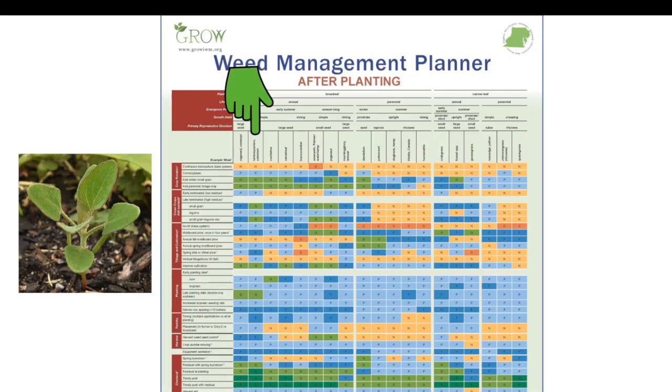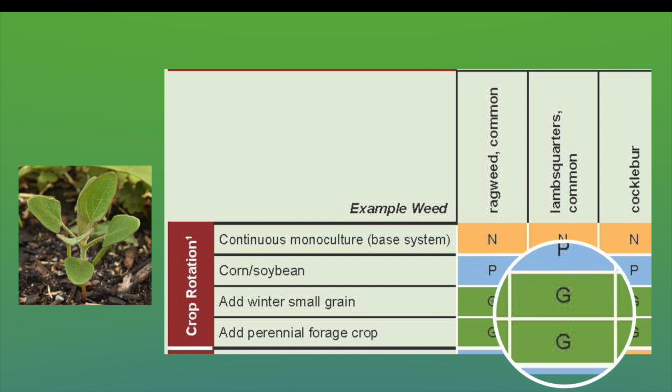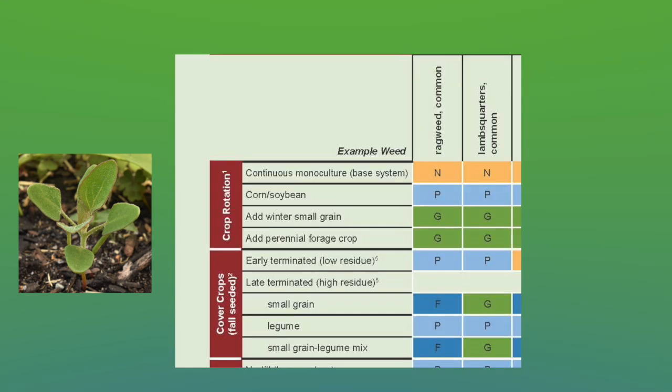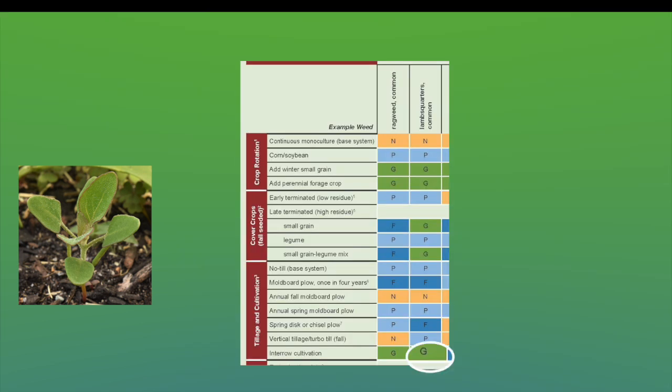Let's look at common lamb's quarter, a summer annual weed that emerges late spring and is a small seeded species. A rotation that includes a fall seeded small grain or a perennial forage is an effective way of managing common lamb's quarter. Because of its small seed size, cereal cover crops that are terminated later, when the biomass stems are resistant to breakdown, is often quite effective for control. Lamb's quarter is quite susceptible to inter-row cultivation.